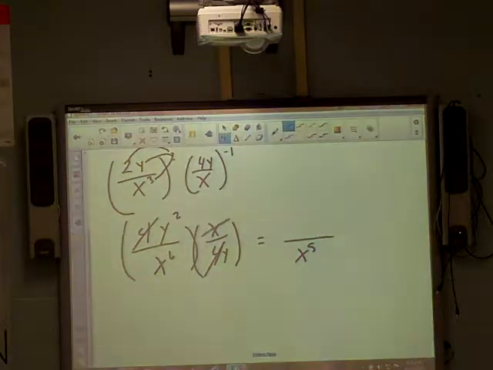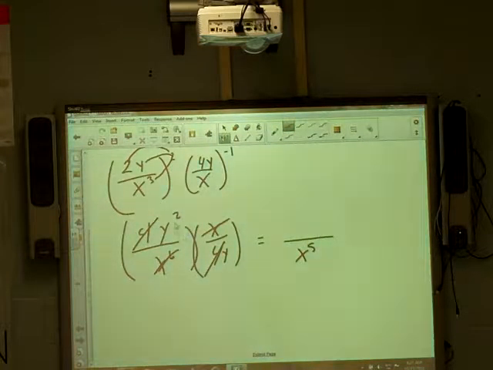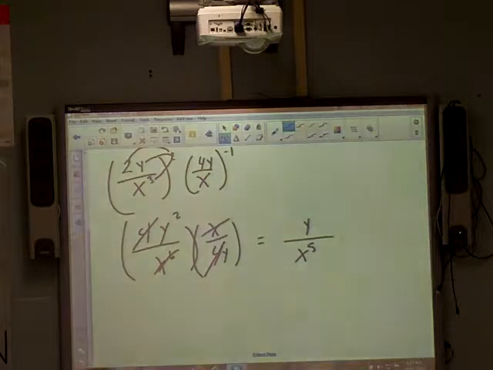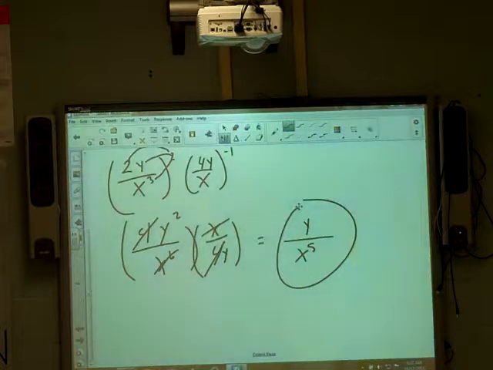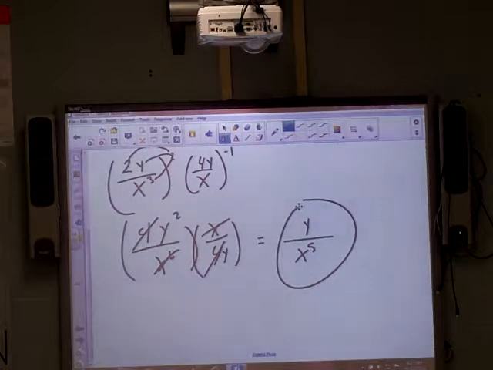Okay, so I'm done with that. Now on to the y's. Got a y squared over a y, which is just y, top or bottom? Top, because it's a positive y to the positive first. And that's it. Good job.